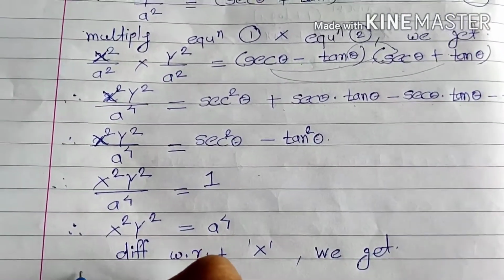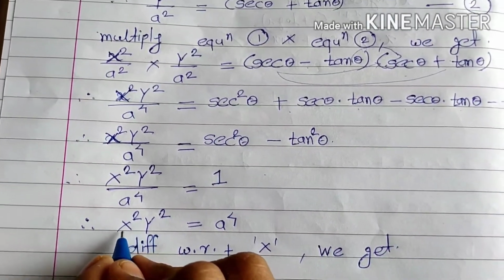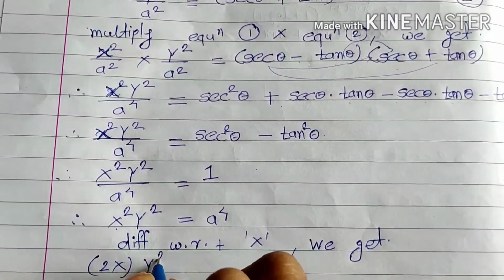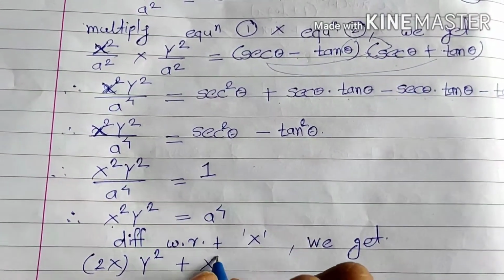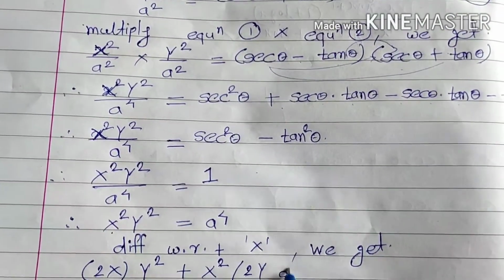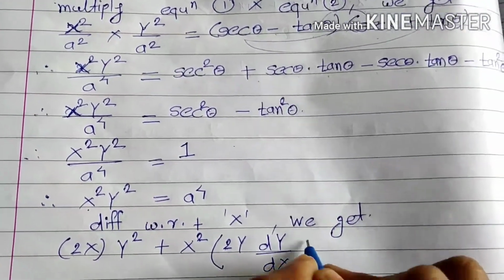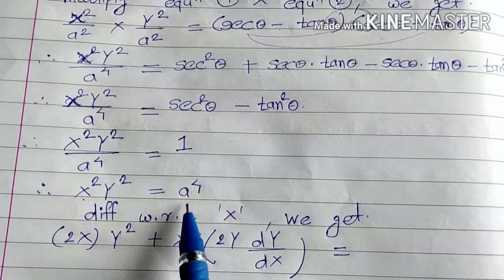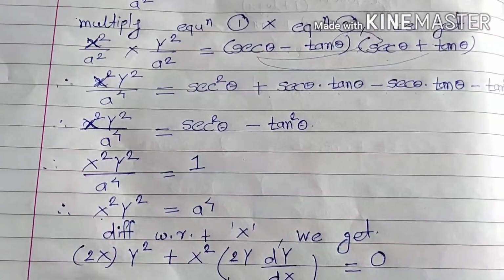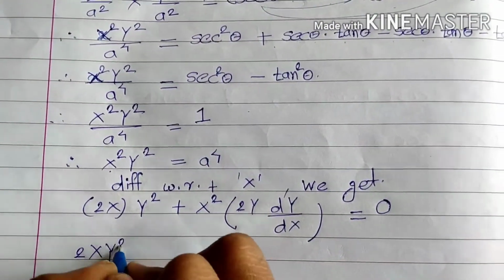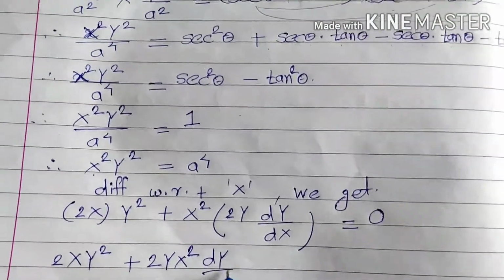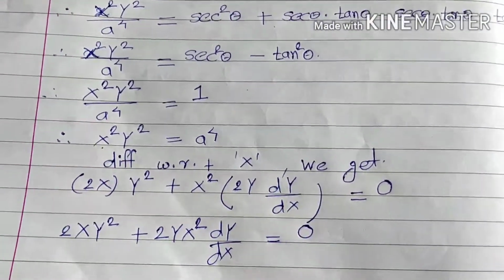What do we get? First differentiating, the differentiation of x square is 2x, y square remaining as it is, plus x square remaining as it is, and differentiation of y square is 2y and dy by dx. And we know that differentiation of a constant is 0. So right here 0. Next, 2x y square plus 2y x square dy by dx is equal to 0.